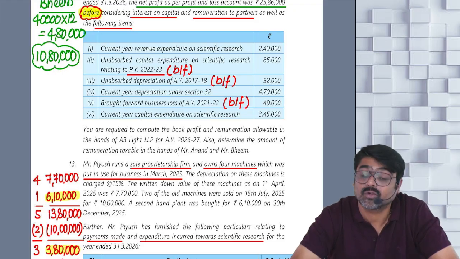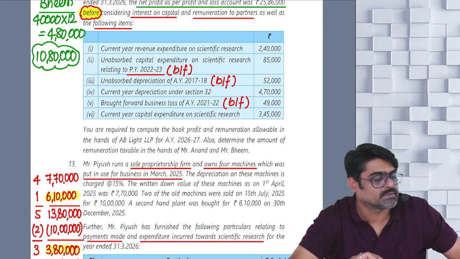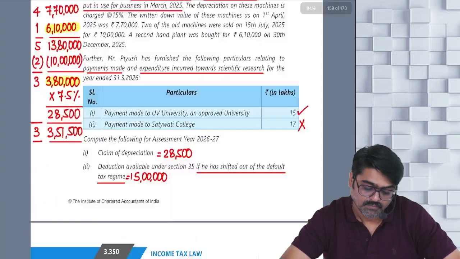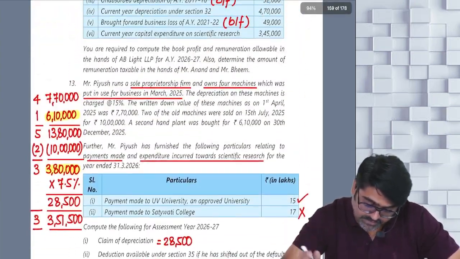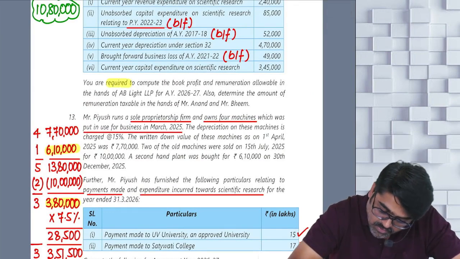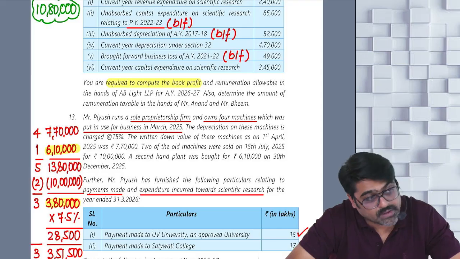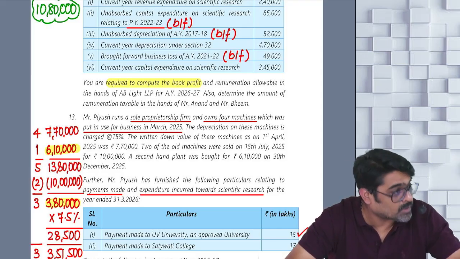Understanding? So come to the solution. Come to the solution of this question. Come on, fast. First of all, hey, wait. In this question, you are required to compute what? You are required to compute the book profit. First of all, first you calculate the book profit. That is the important part in this question.